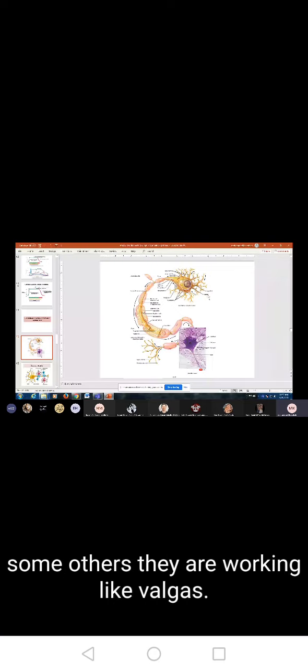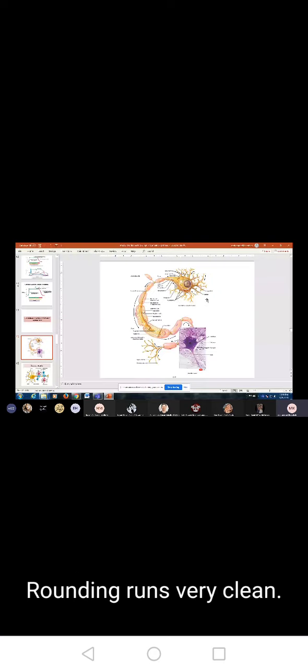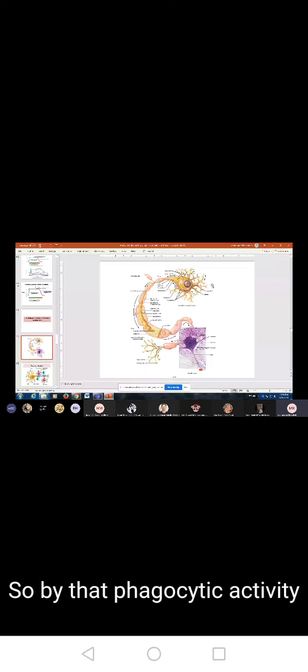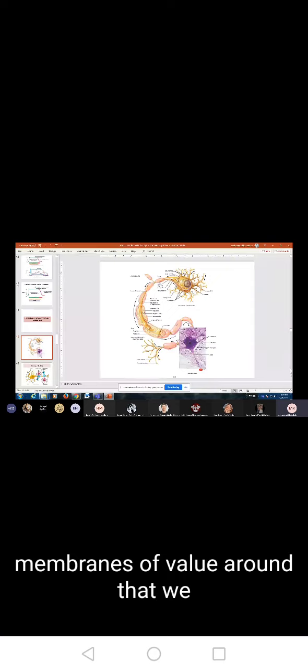Some others are working like phagocytic cells, so they are keeping that media around the neurons very clean, without pathogens and so on. By that phagocytic activity of these supportive cells, in addition, they are keeping a very low concentration of potassium in that media. Why do we need a very low concentration of potassium? Actually, to have optimal activity for the cell membranes of the neurons that we are having.